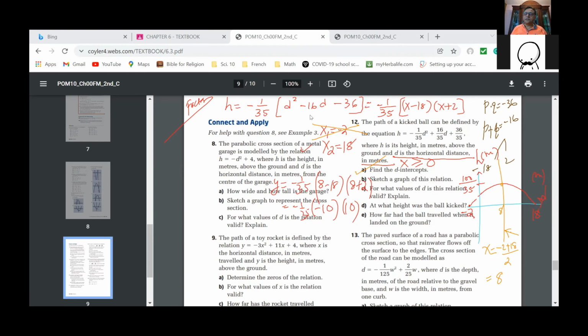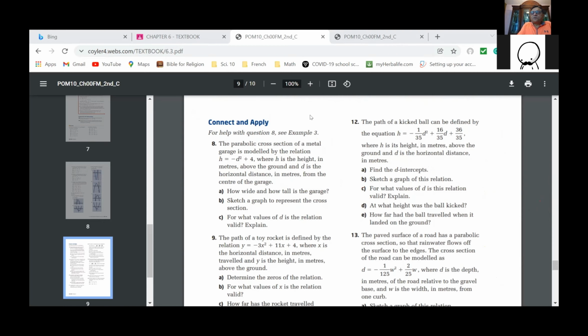Now part C. Can you please read part C? Part C states: for what values of d is this relation valid? We answered it earlier. d should be greater than or equal to 0, but less than or equal to 18. So what is the domain? It is from 0 to 18, right? Yes, sir.